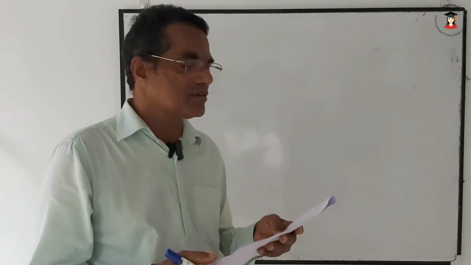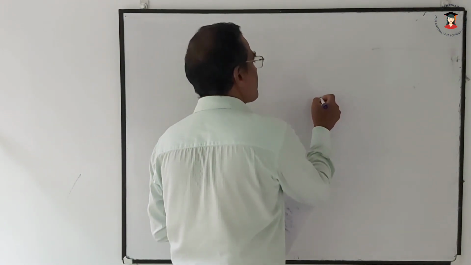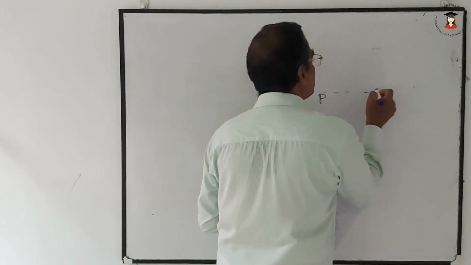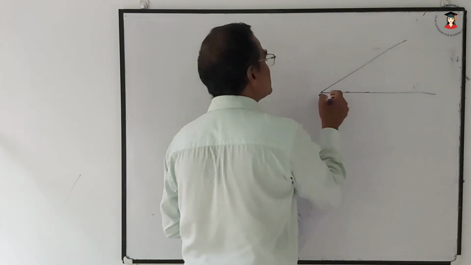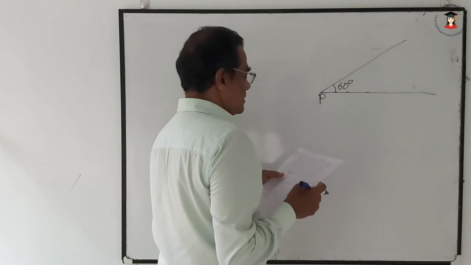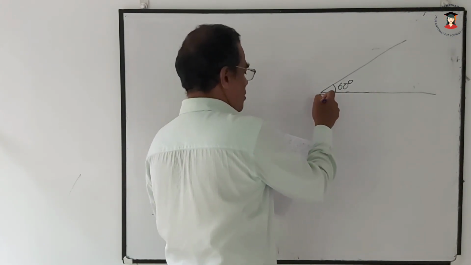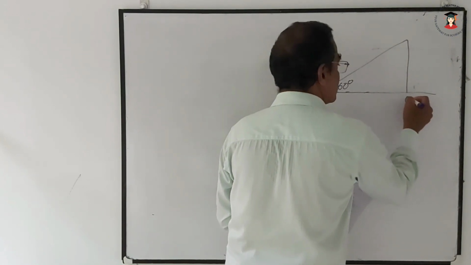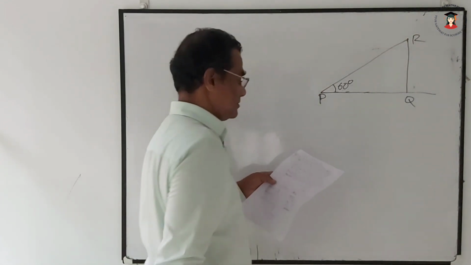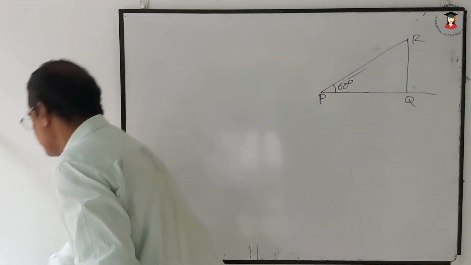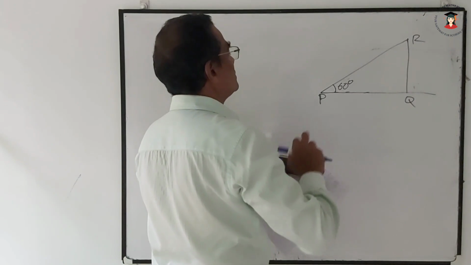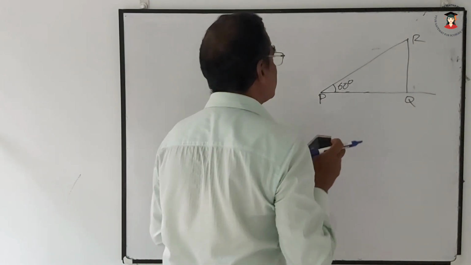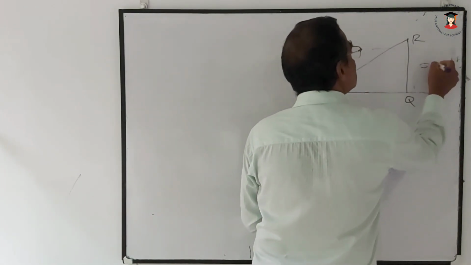So here the angle of elevation from a point P. There is a point P, and for the angle of elevation we need to draw a horizontal, and the angle of elevation is 60 degree. The angle of elevation from a point P to the top of a tower QR. This QR is the tower, and the angle of elevation is the angle above the horizontal. That is observed as 60 degree, and QR is given as 50 meter.